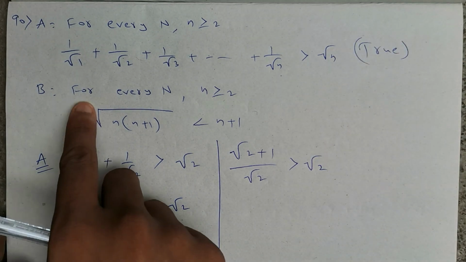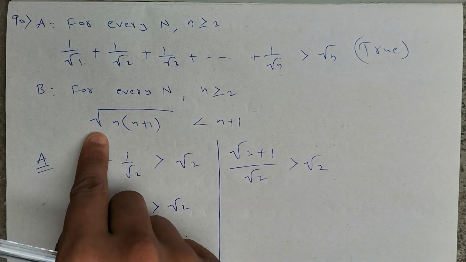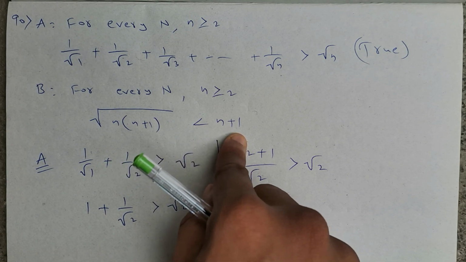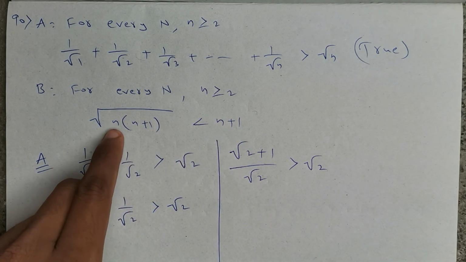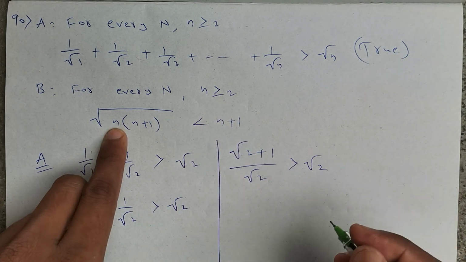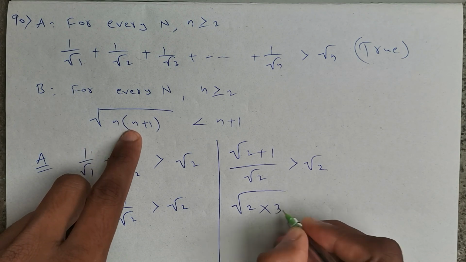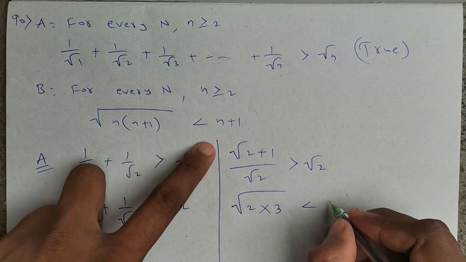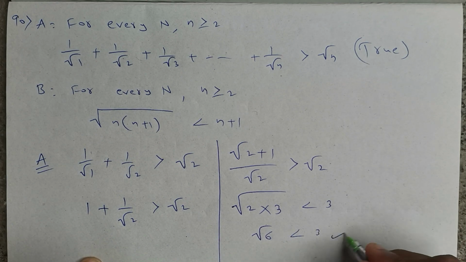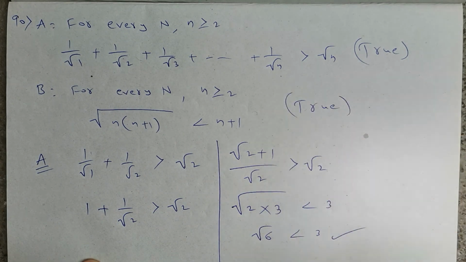Next, for every natural number n greater than or equal to 2, under root n into n plus 1 is smaller than n plus 1. Let us check. In place of n, here also again greater than or equal to 2, so 2 I am taking. Under root 2 into 2 plus 1, which is 3, it should be less than 2 plus 1, that is 3. So root 6 is smaller than 3. Yes, root 6 is smaller than 3 only. So statement B is also true only.